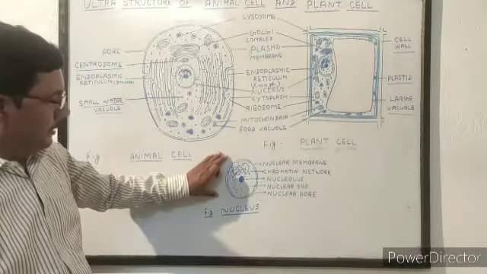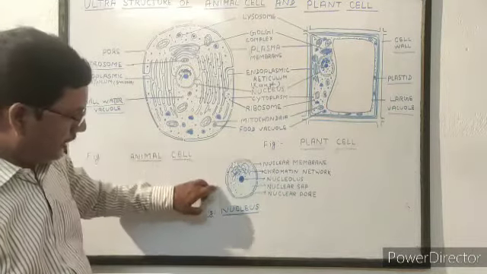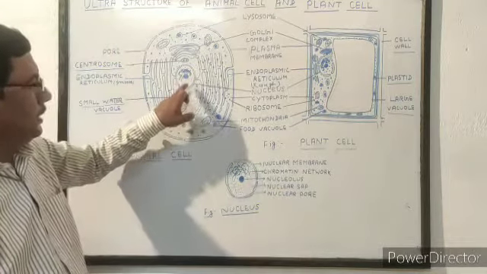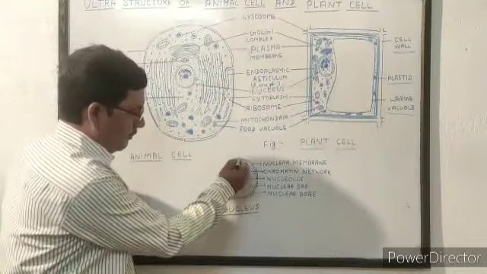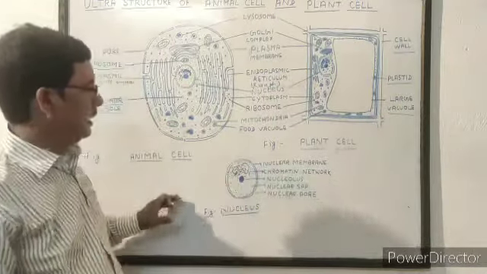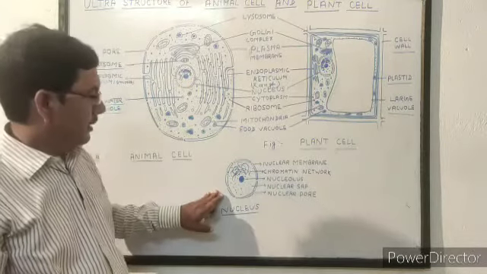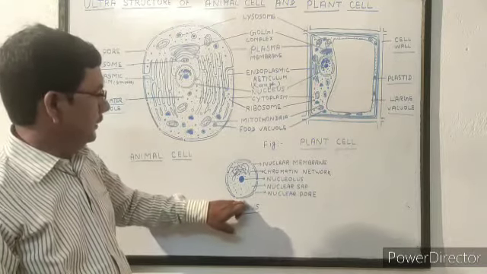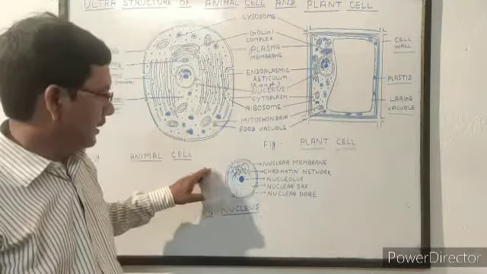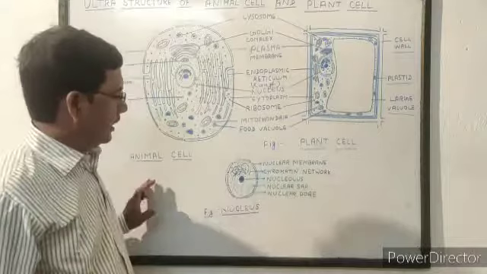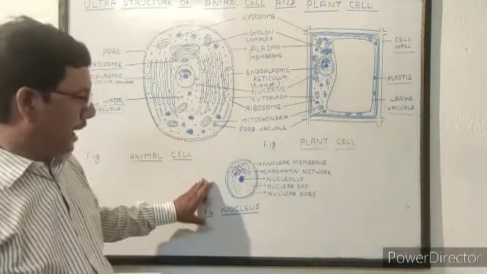We draw a separate figure for nucleus. Here is a nucleus, a figure of nucleus present both in animal cell and plant cell. Nucleus is bounded by a membrane called nuclear membrane. So nuclear membrane is also double layered, porous, and made up of lipid and protein. Its structure is similar to the cell membrane or plasma membrane. It has numerous pores. The contents of nucleus bounded by nuclear membrane are called nucleoplasm.